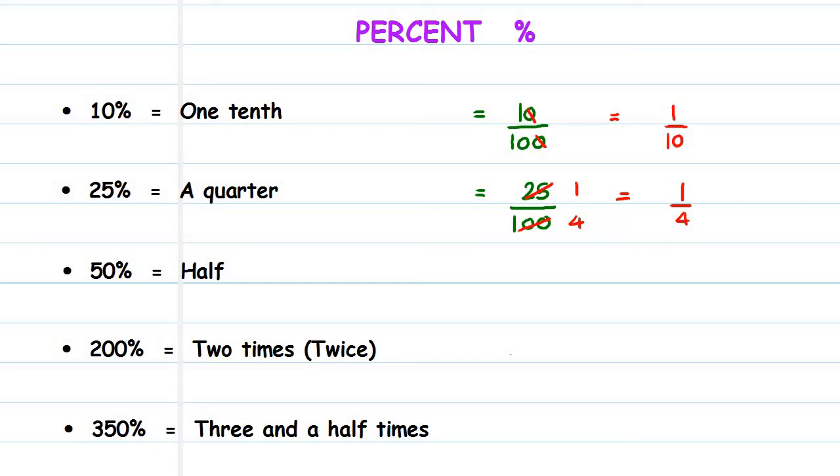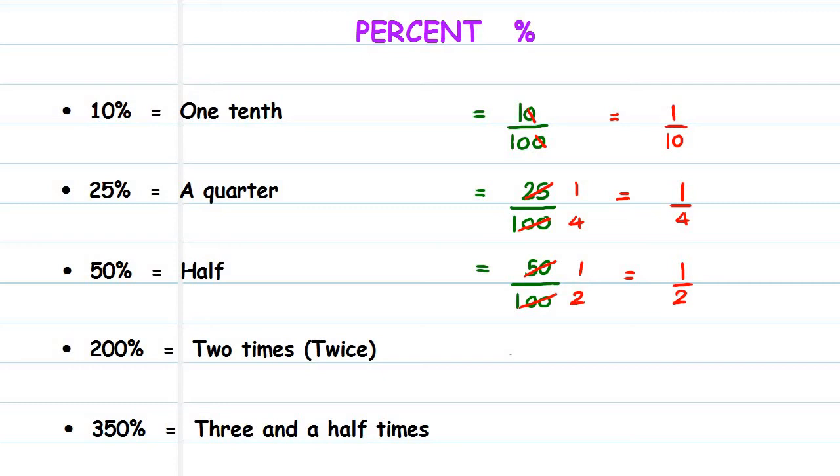And 50% is half. 50% means 50 divided by 100. And we can simplify this by dividing the top part with 50. We're going to get 1. And dividing the bottom part with 50, we're going to get 2. So we're going to be left with 1 over 2, or half. So 50% is half.